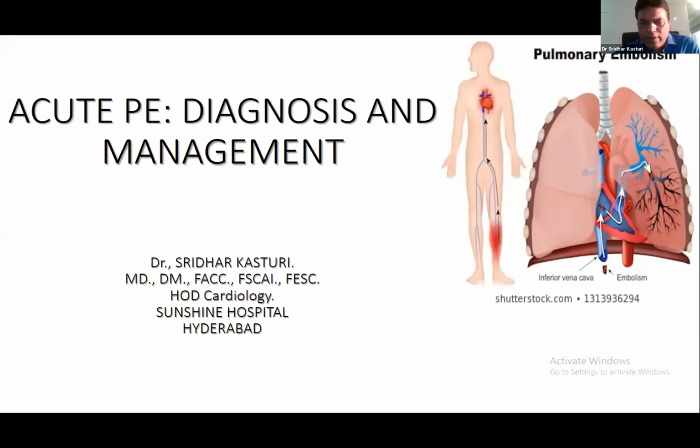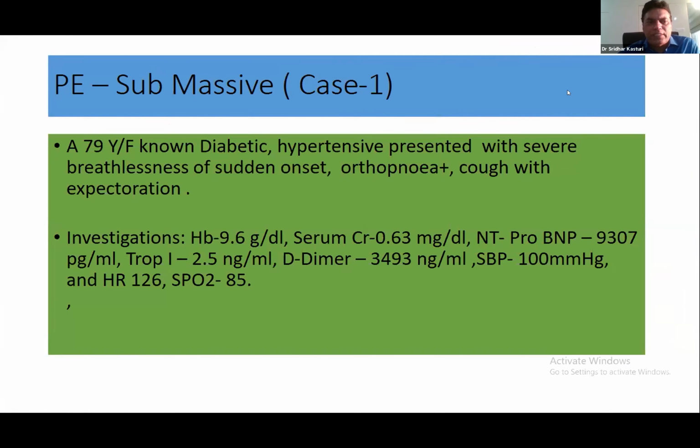Today I'll be showing 4 cases of different subsets of acute pulmonary embolism. So the first case is a 79-year-old female patient, diabetic, hypertensive, presented with severe breathlessness, sudden onset, orthopnea, cough with expectoration.